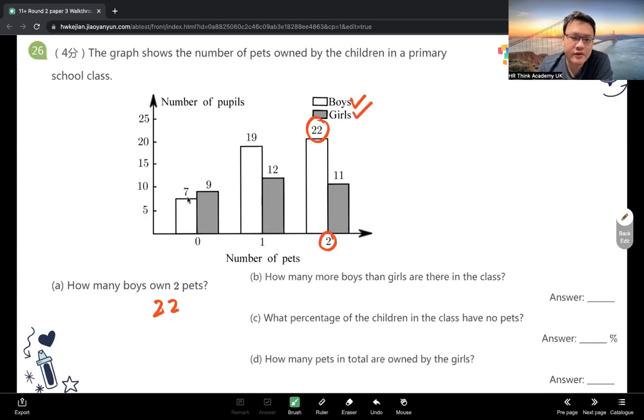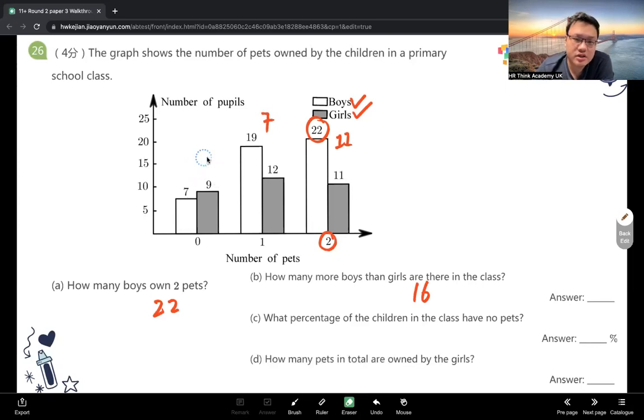So as for the first 2 bars, how many more boys are there than girls? That will be 7 minus 9, which is minus 2. And then you do 19 take away 12, you got a 7. And then you do 22 take away 11, you got a 11. So the answer will be minus 2 plus 7 plus 11. And that gives you 18 minus 2, you got a 16. Okay, so the answer will be 16.